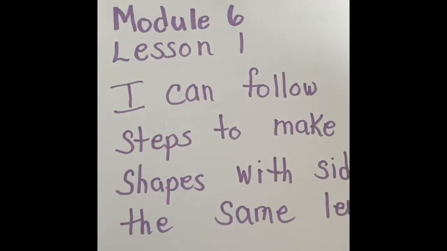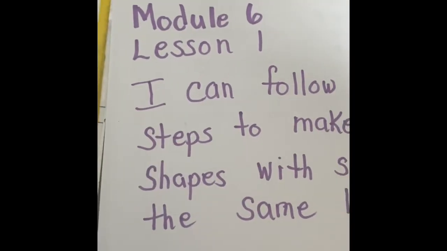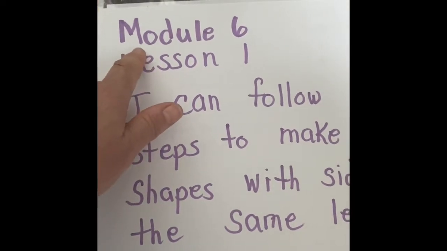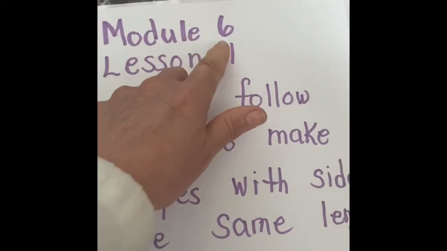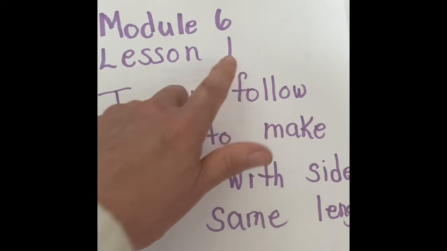Let's do one more. Take a look. What was my shape? Yeah, hexagon. Shapes. Let's take a look at Mod 6. All right, I cannot believe we are already in Module 6, boys and girls. This is our last module before first grade. Module 6, Lesson 1.